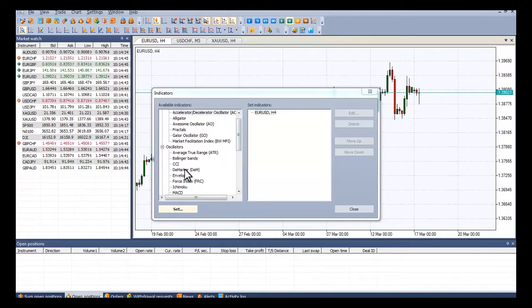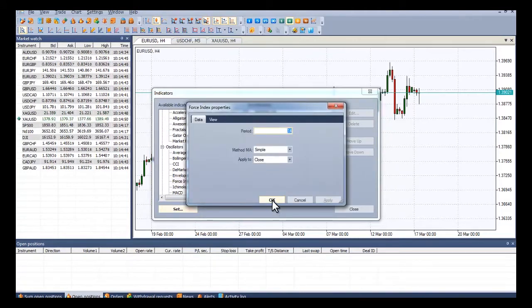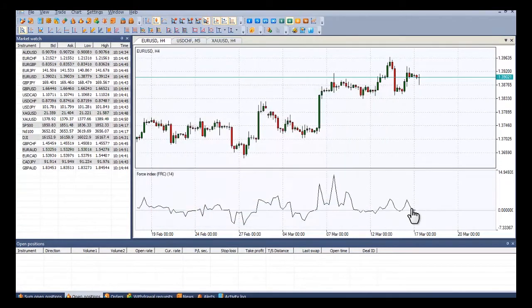Next on our list, we have the Force Index, or FRC. Select it, click Set, OK, and here it appears at the bottom of our screen. The Force Index indicator, invented by Alexander Elder, measures the power behind every price move based on three essential elements: direction, extent, and volume. The oscillator fluctuates around 0, a point of relative balance between power shifts.